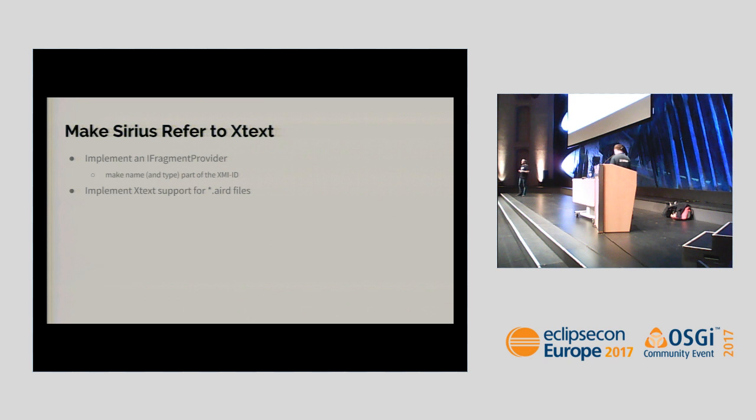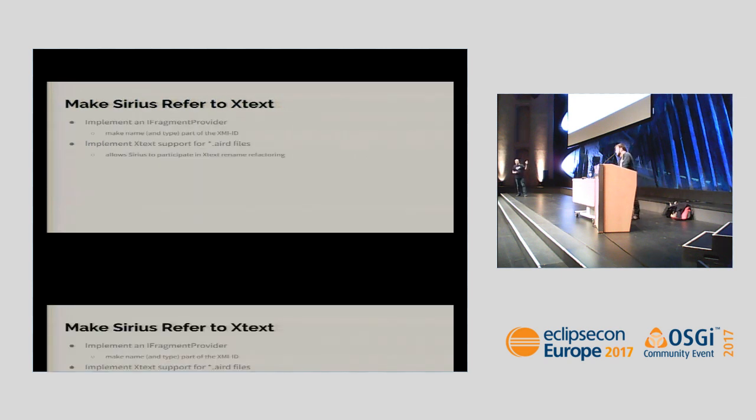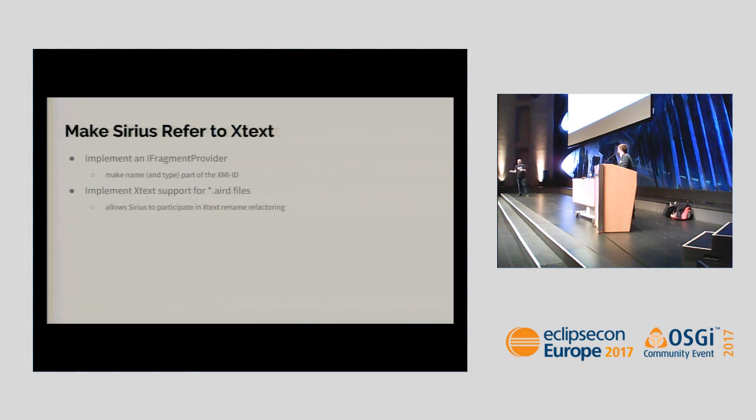That mainly means that you make them indexable. Xtext can only refer to things that it sees in its index. So you have to make sure these AIRD files are part of that index. We have done that for the examples, and you can download the solution if you want to do something like that. That also allows Sirius to take part in rename refactoring, as we've seen in the first example. So if I rename an Xtext element, the references to it are automatically updated.